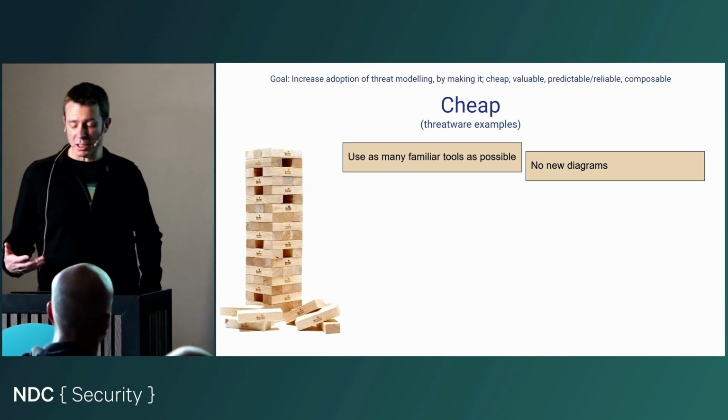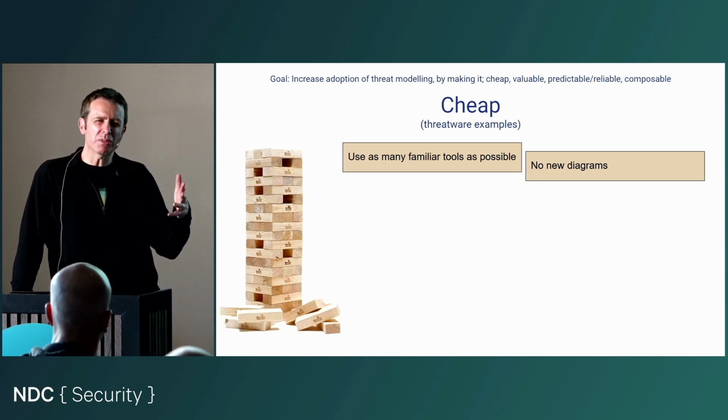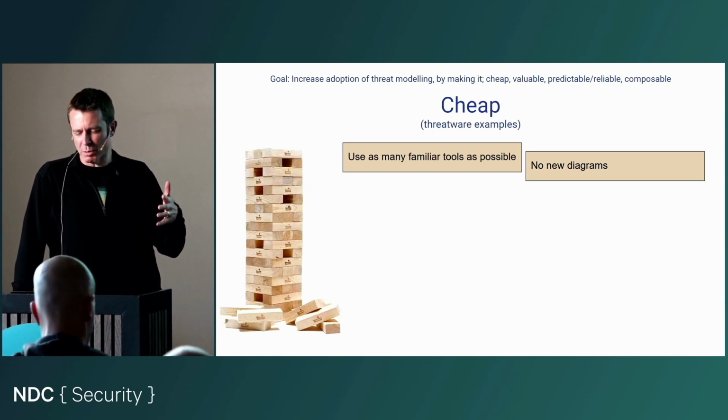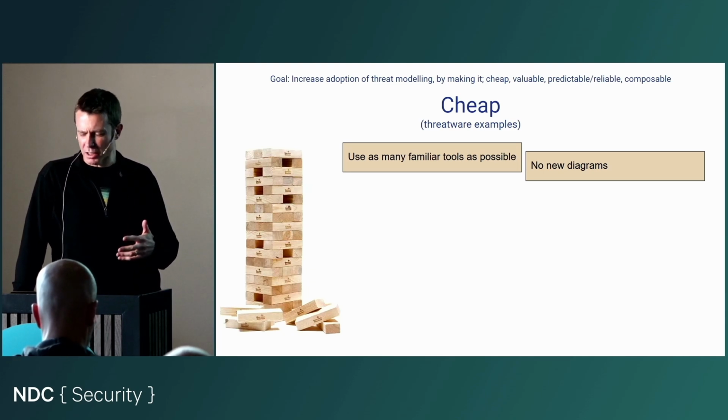Now the Threatware process that I came up with says you must have a diagram, but really any relevant or mostly accurate diagram is going to be fine, right? The diagram isn't the main analytical tool that's used to capture threats.